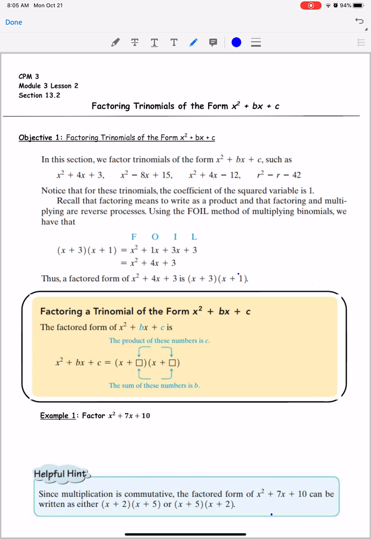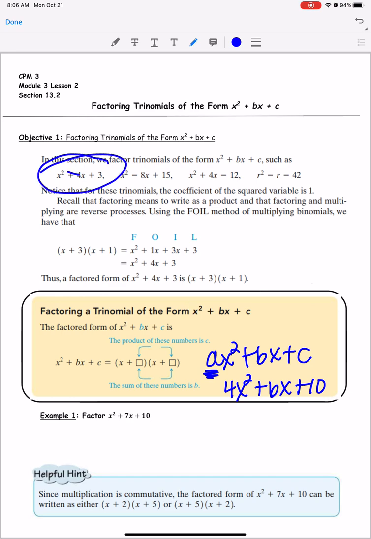Now we're going to be given this x squared plus 4x plus 3, and I need to factor it into its two binomials. So in order to do that, we have factoring trinomials in the form x squared. The other form of trinomials is ax squared plus bx plus c, where you have a coefficient in front of that x squared term. So for example, maybe something like 4x squared plus 6x plus 10. All of ours are going to be in the form where we have no coefficient, where you just have x squared.